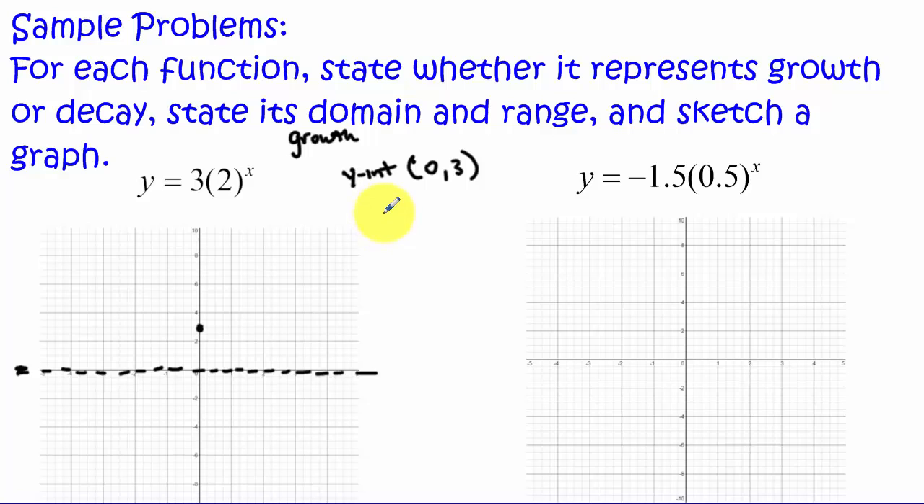And let's just get one other point, so let's plug in x equals 1, and we would get y equals 3 times 2 to the first, which is 6. So if we plot the point, 1 is here, and 6 would be here, and then we can sketch in the exponential growth shape.